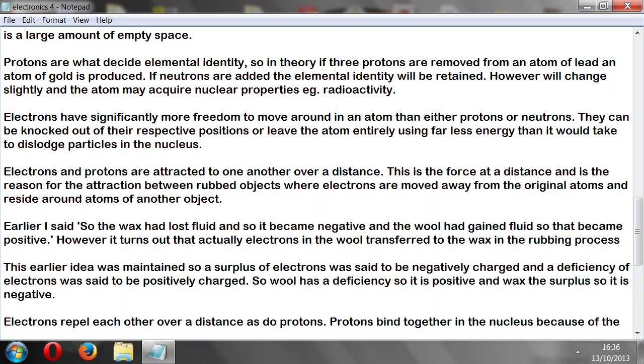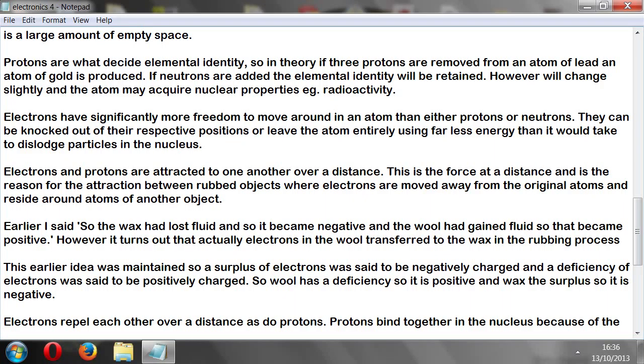So the wool has a deficiency, so it's positive. The wax has a surplus, so it's negative. So that's all of it. You've got the electrons on the piece of wool, and once you rub it with the wax, the electrons jump from the wool over to the wax. The wool is left with a deficiency, so the wool is positive, and the wax has got a surplus, so it's negative.